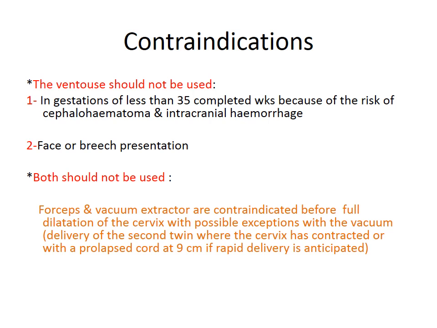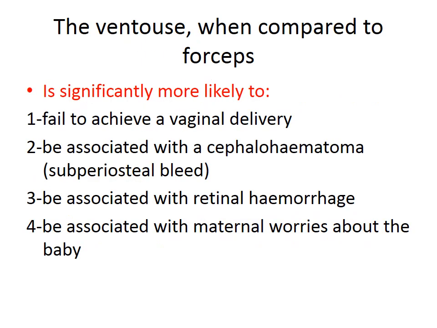Both, that is to say, the ventouse and the forceps, should not be used in the absence of a fully dilated cervix, with a possible exception for the ventouse or vacuum when delivering the second twin where the cervix has contracted, or with a prolapsed cord at 9 cm if rapid delivery is anticipated.